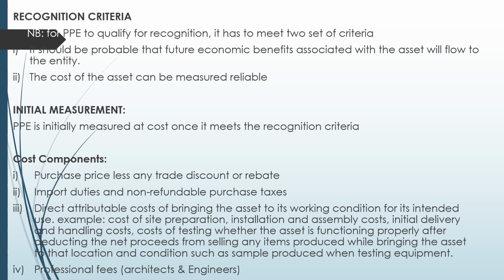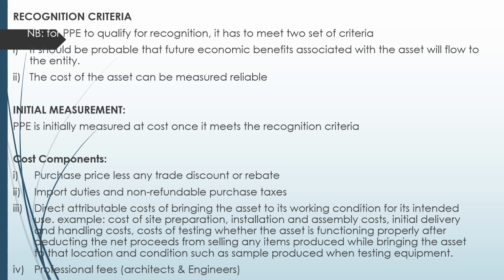Example: cost of site preparation, installation and assembly costs, initial delivery and handling costs, cost of testing whether the asset is functioning properly, after deducting the net proceeds from selling any item produced while bringing the asset to that location and condition, such as samples produced when testing equipment. The last point is trying to highlight that if there is a need for testing of the machine, for instance, we would have incurred some cost in testing.